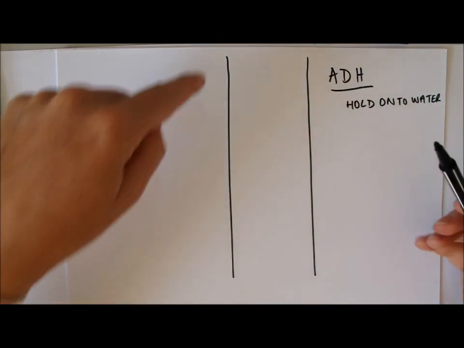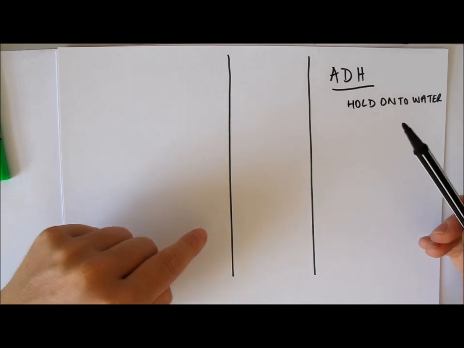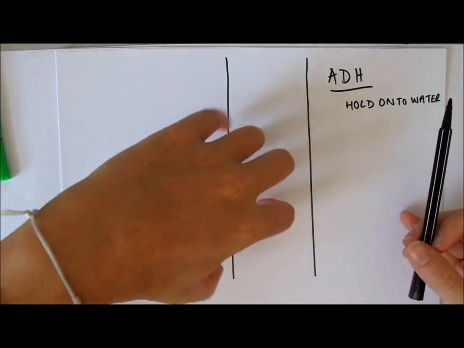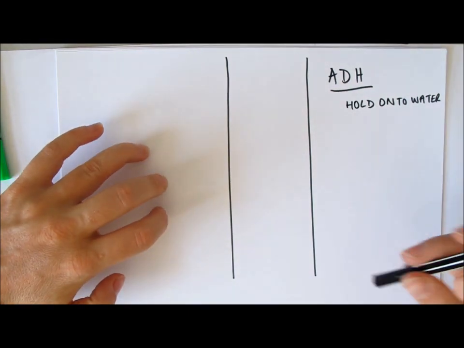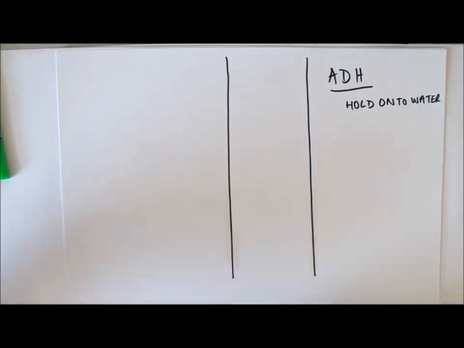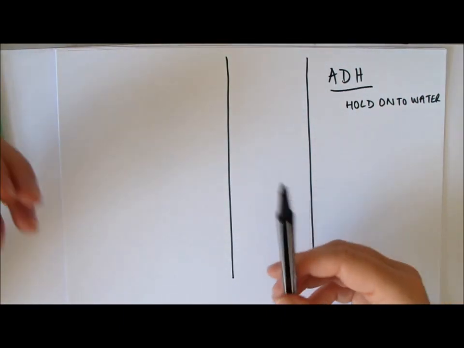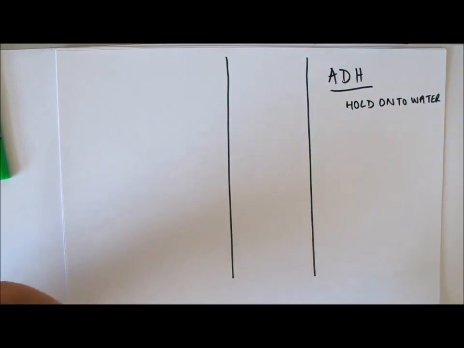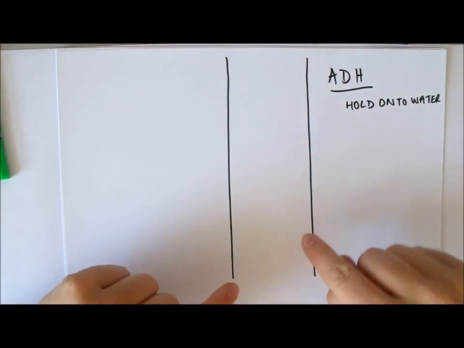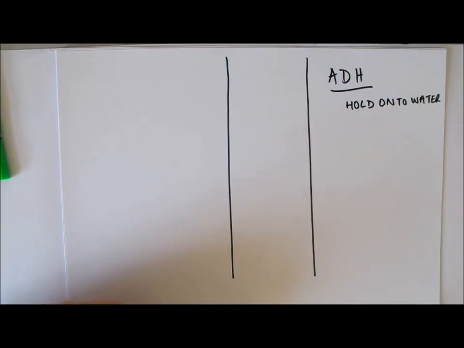The ADH acts on the walls of the collecting duct to try and make them more permeable to water, so that water will leave the collecting duct, resulting in more concentrated urine and more water in the blood. And then the reverse is true. If the osmoreceptors in the brain detect that there is a high concentration of water in the bloodstream, then no ADH will be released. The walls of the collecting duct will remain impermeable to water. We'll have a high volume of dilute urine.